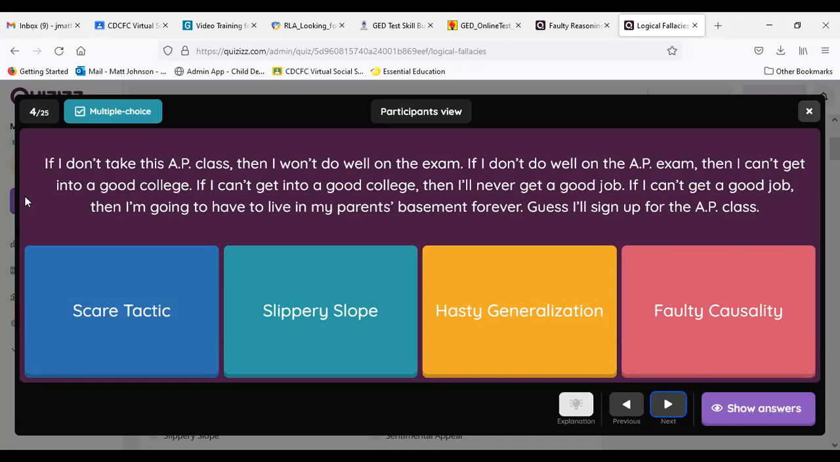If I don't take this AP class, then I won't do well on the exam. If I don't do well on the AP exam, then I can't get into a good college. If I can't get into a good college, then I'll never get a good job. If I can't get a good job, then I'm going to have to live in my parents' basement forever. Yes, I'll sign up for the AP class.